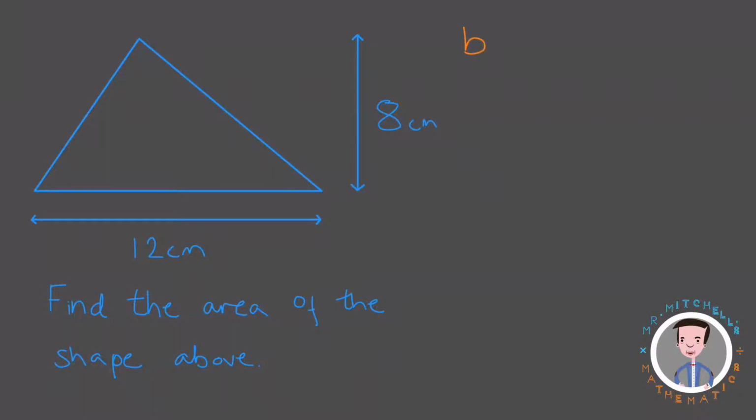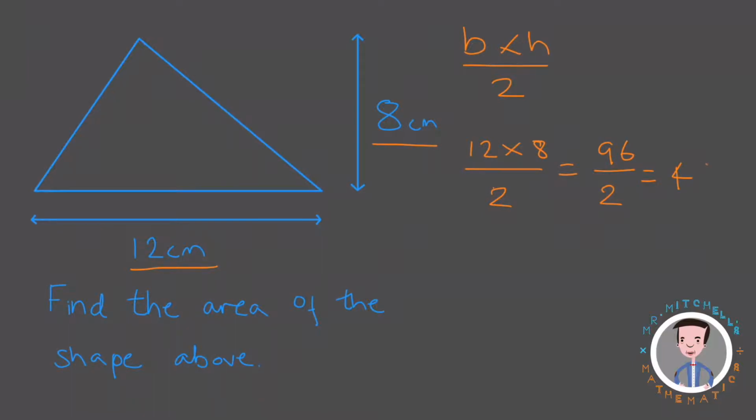So the crucial bit of information to remember when finding the area of a triangle is that you do a half times the base times the height, divided by 2. In the example in front of us, that would be 12 centimeters, which is the base, times 8 centimeters, which is the height, and then divided by 2. In other words, 12 times 8 divided by 2, which equals 96 divided by 2, which for all those quick mathematicians out there is 48.